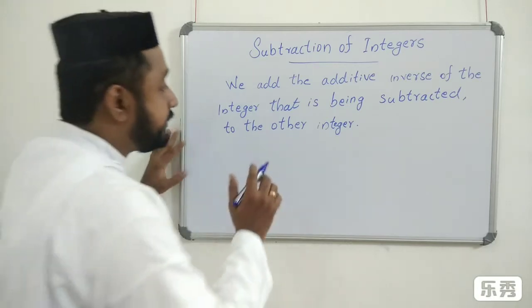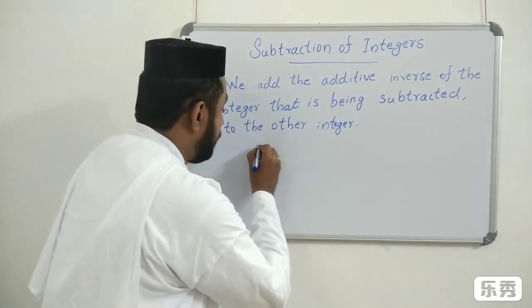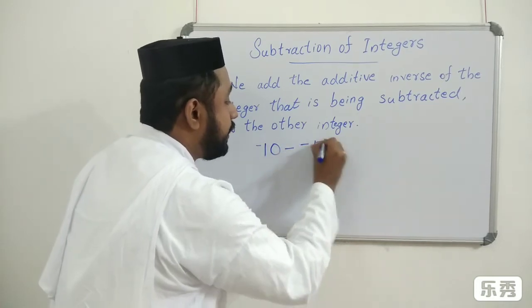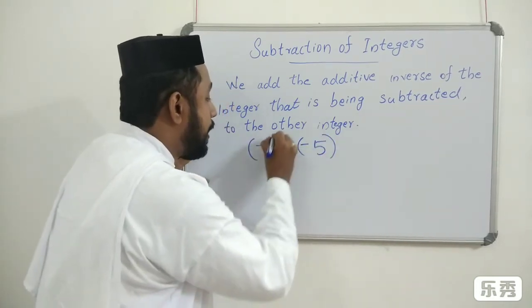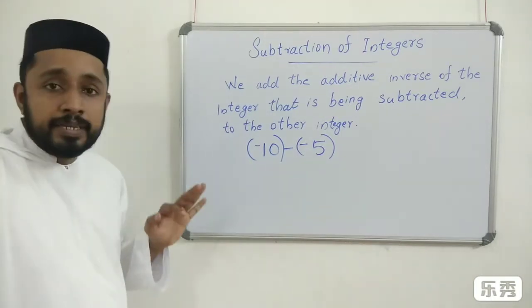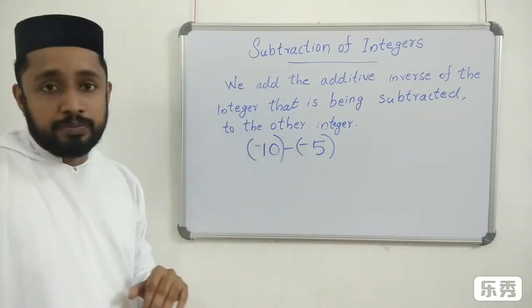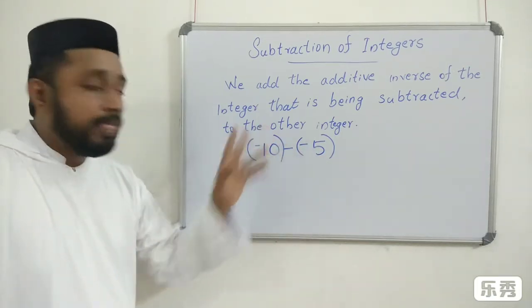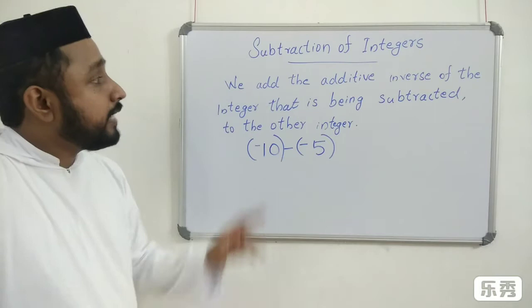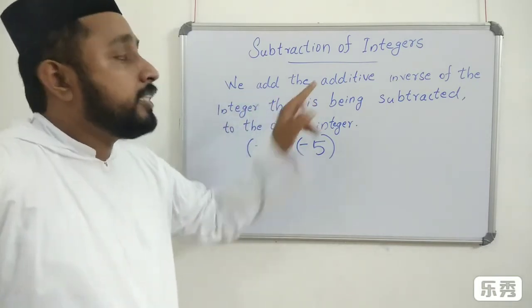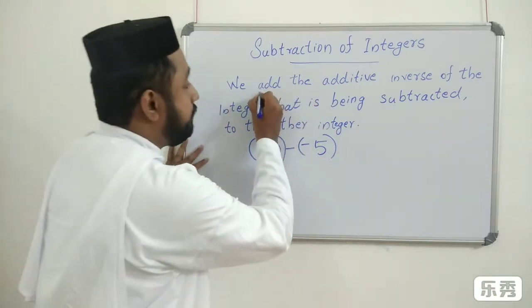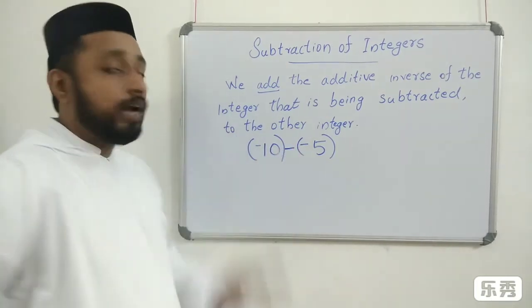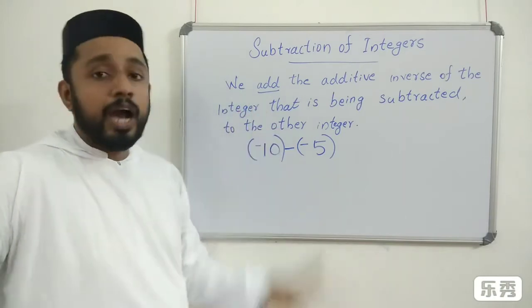I will write an example. For example, minus 10 minus 5. There are two integers, minus 10 and minus 5. Here it is subtraction. We are going to subtract minus 5 from minus 10. The rule is that we add the additive inverse. We are going to change the subtraction into addition. So we are going to add.